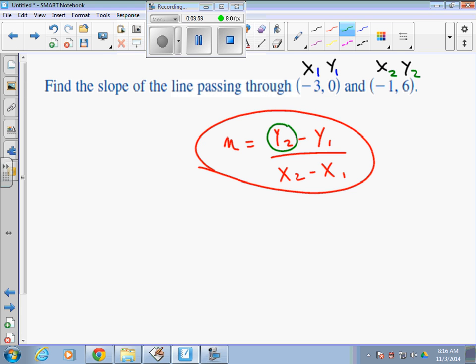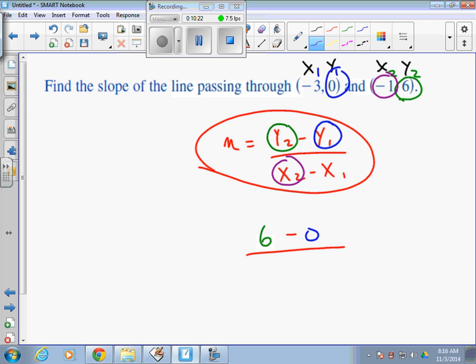value of each point that it asked for. So the first one asked for y sub 2. That's this value, 6. The formula says minus since it's talking about the difference. So before we even look at y sub 1, we have minus in there. Y sub 1's value is the next one. That's this one here, 0. Over x sub 2. X sub 2 is the next one. That's this one here, negative 1.